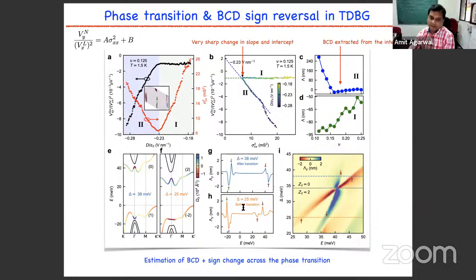So here's the plot of the measured BCD before and after transition. Whatever was the peak basically becomes the dip. The green peak here becomes the green dip here, and the violet peak here becomes the violet dip here. So this is the sign flip in the BCD, which, if you make a more careful plot, will result in this butterfly plot.